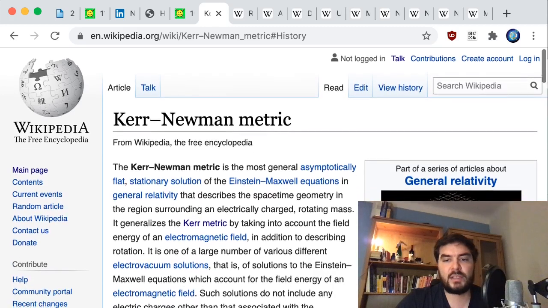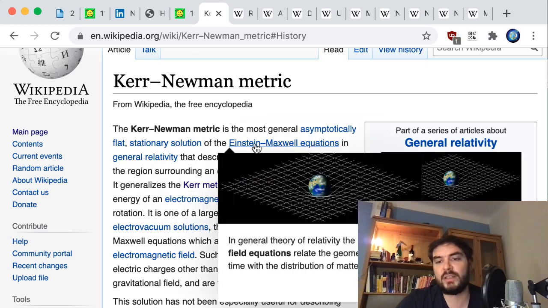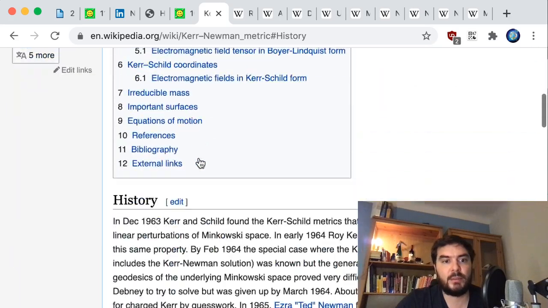What do we have here? Yeah, so in particular, here is a metric. The Kerr-Newman metric is the most general asymptotically flat stationary solution of the Einstein-Maxwell field equations. So this is about gravity with some electromagnetic fields.